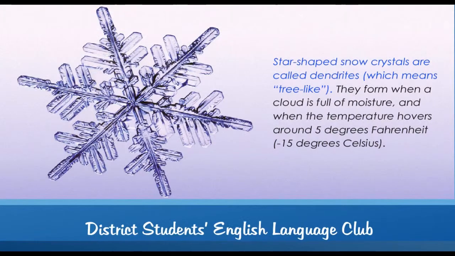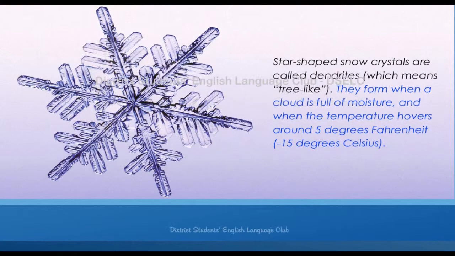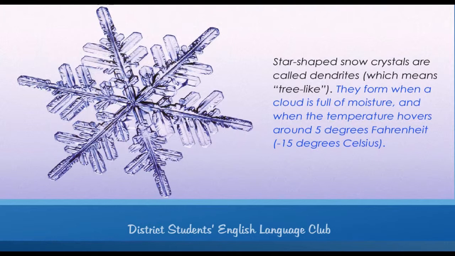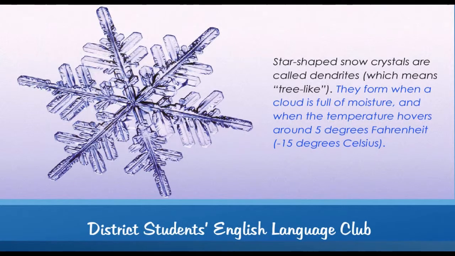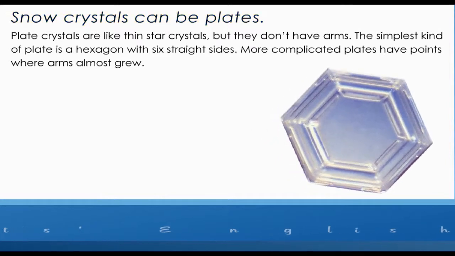Star-shaped snow crystals are called dendrites, which means tree-like. They form when a cloud is full of moisture and when the temperature hovers around 5 degrees Fahrenheit, minus 15 degrees Celsius.